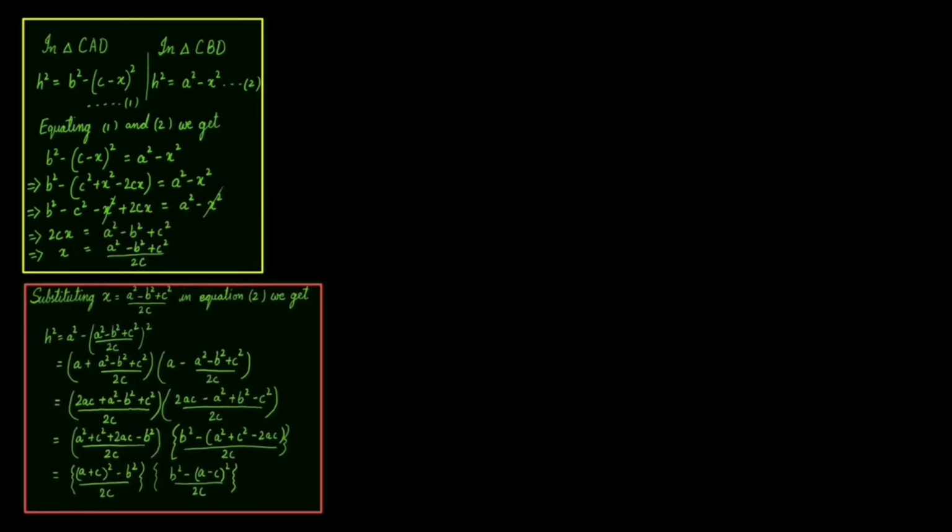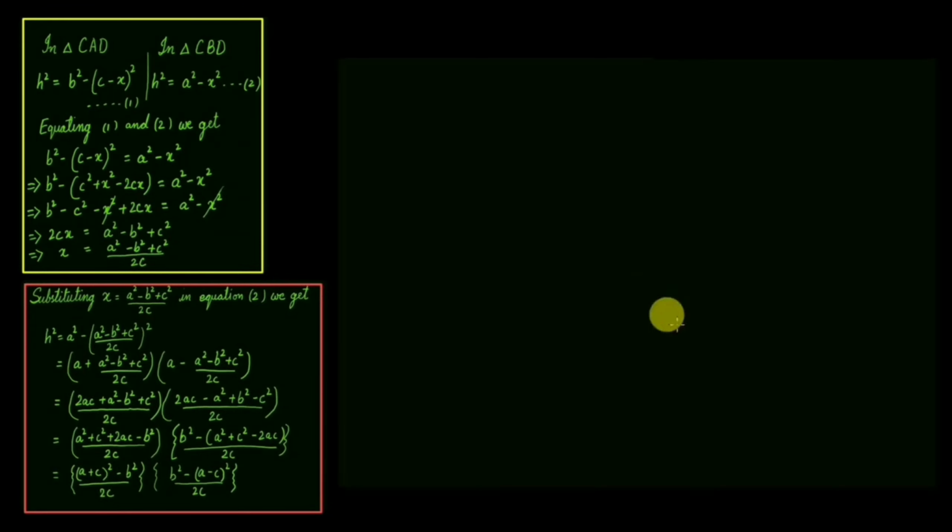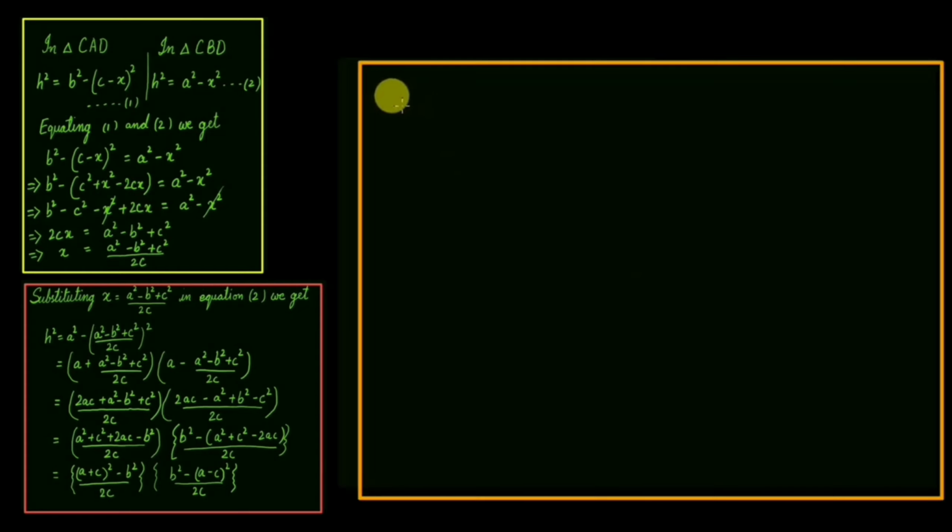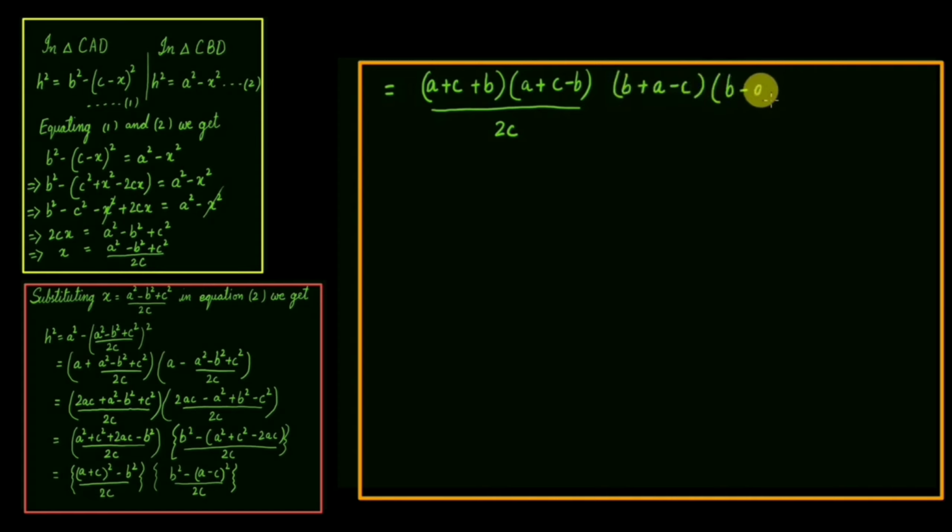So now again, using the formula x square minus y square is equal to x plus y into x minus y, we can express the results which we have obtained, that is (a plus c) whole square minus b square, as (a plus c plus b) into (a plus c minus b) whole by 2c, into the expression in the second bracket, which is b square minus (a minus c) whole square. So we can write it as (b plus a minus c) and (b minus of a minus c), which becomes (b minus a plus c) by 2c.